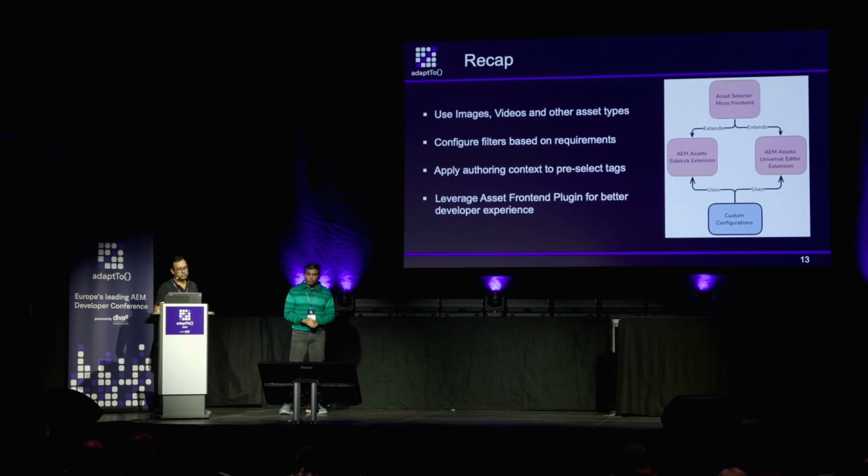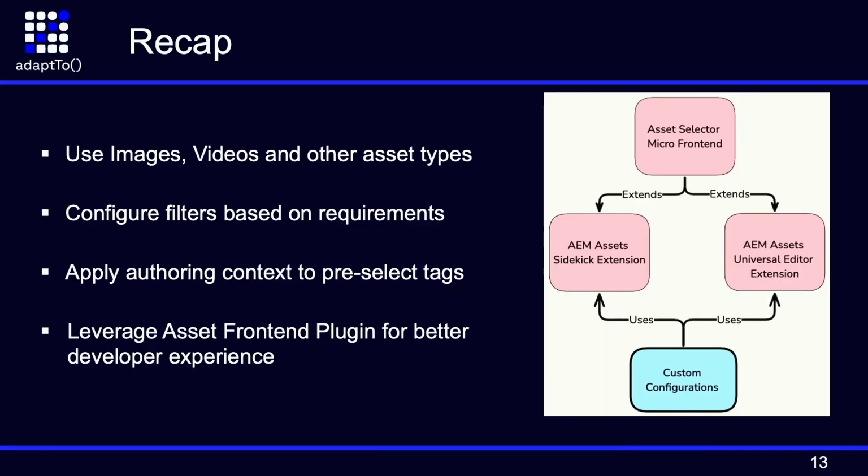A quick recap of all the things that we covered. We saw how to use images, videos, and different asset types in your site authoring experience, and how to configure the filters. The filtering that we saw for the asset selector, we just scratched the surface, but it is very extensible. You can tailor-make it based on your site requirements. We also saw authoring context application on pages so that these site authors only get to see the limited subset of assets which are applicable for your site, and also leveraging the Assets front-end plugin.